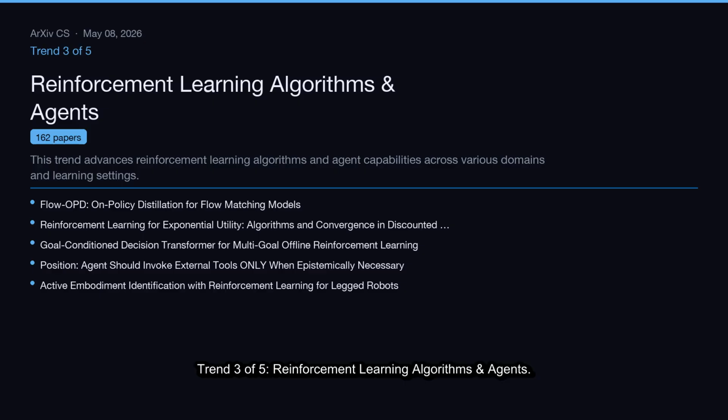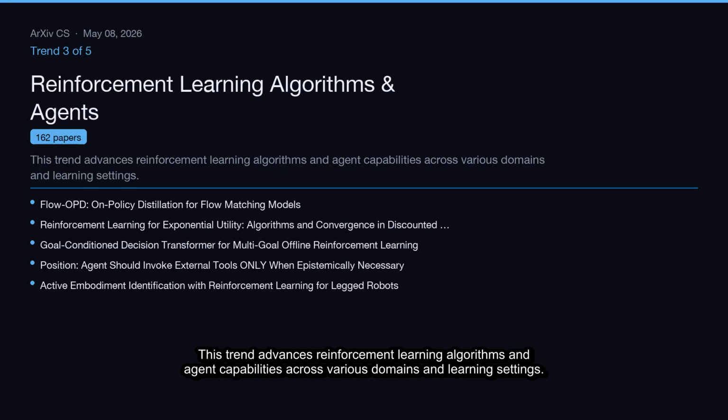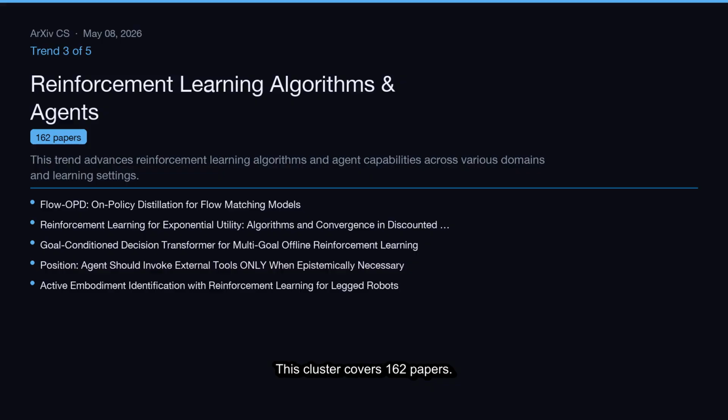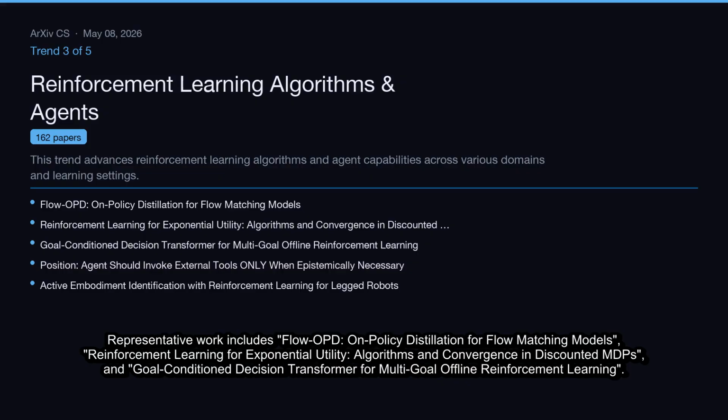Trend 3 of 5, reinforcement learning algorithms and agents. This trend advances reinforcement learning algorithms and agent capabilities across various domains and learning settings. This cluster covers 162 papers. Representative work includes Flow OPD, on-policy distillation for flow matching models, reinforcement learning for exponential utility, algorithms and convergence in discounted MDPs, and goal-conditioned decision transformer for multi-goal offline reinforcement learning.